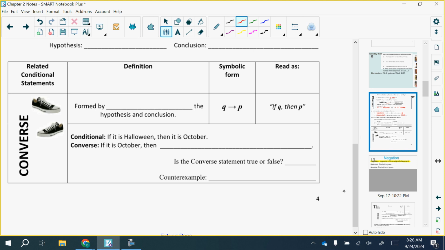So the next thing we have is called the converse. The converse is formed by switching your hypothesis and your conclusion. So symbolically, you can write Q arrow P, which means if Q, then P. So our conditional statement originally was if it is Halloween, then it is October. So the converse of that would be if it is October, then it is Halloween.